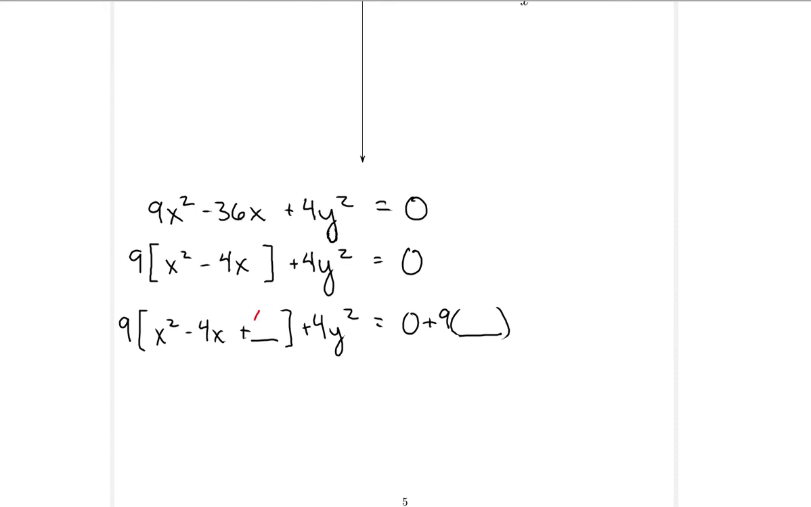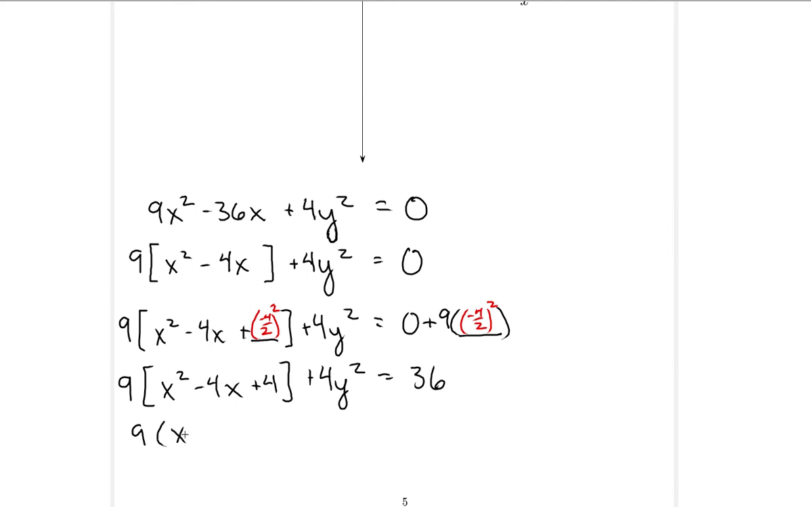All right, so of course here this is negative 4 divided by 2, squared. So we get 9 times (x squared minus 4x, and then this is negative 2 squared, which would be 4). And then 9 times 4 is 36. So here that factors into (x minus 2) squared.